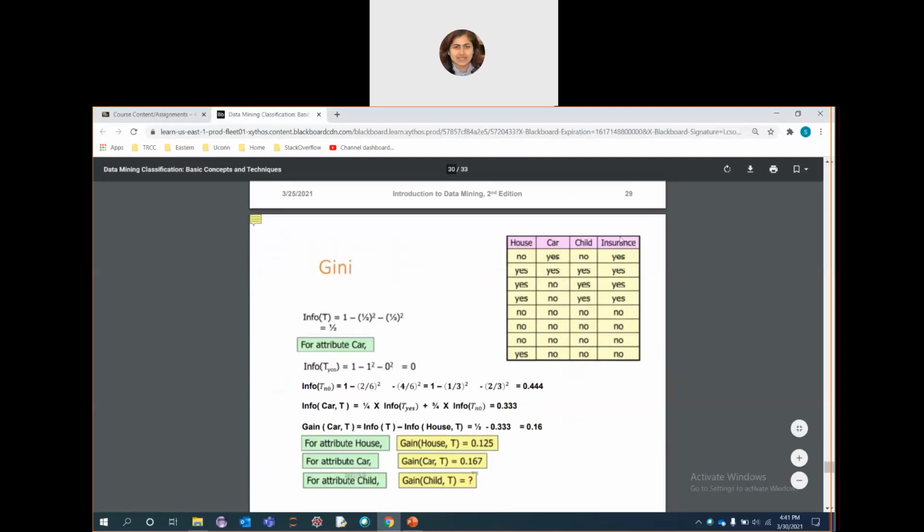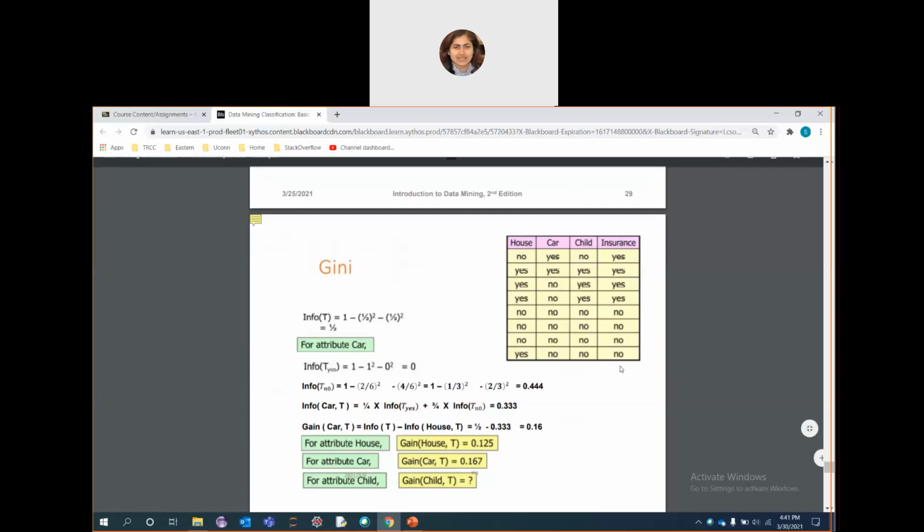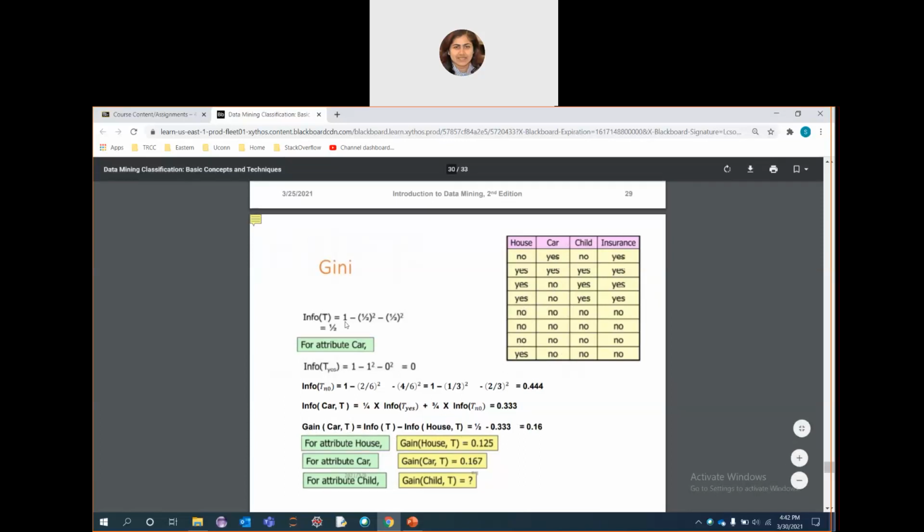First calculate the overall data set based on the label that you want to classify, that is insurance. That will be your info T. Then for car, first calculate the info T of yes, then T of no, then calculate the info of car with respect to the given data set. That is your info of car T. And lastly, gain of car T will be the overall info T minus your overall info.